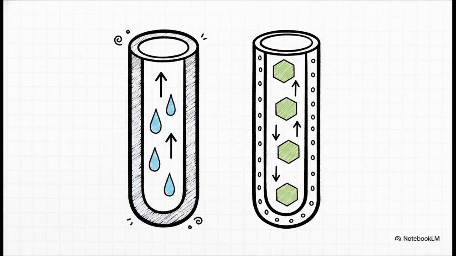Then we have the phloem. The phloem's main job is translocation, basically moving the nutritional products made in the leaves, which we call the source, to wherever they are needed or stored, the sink.